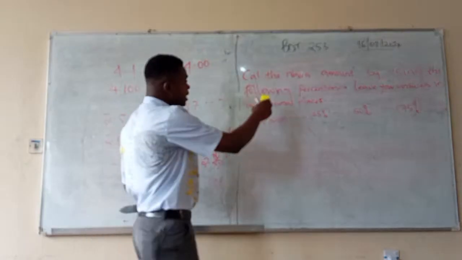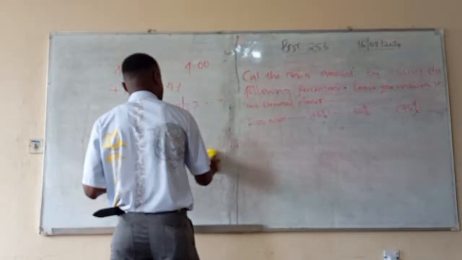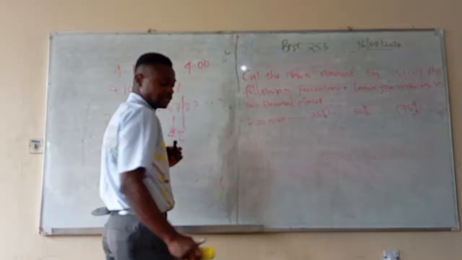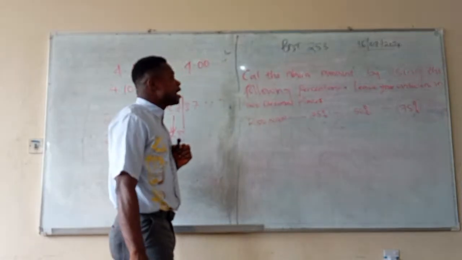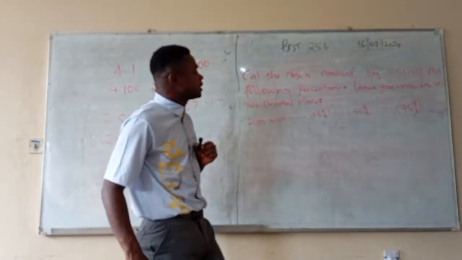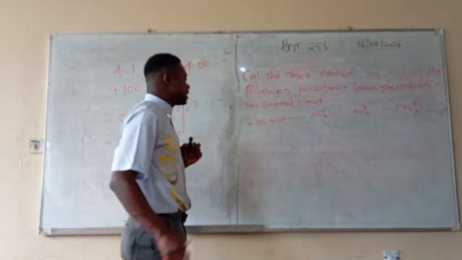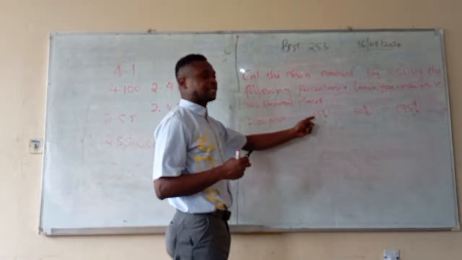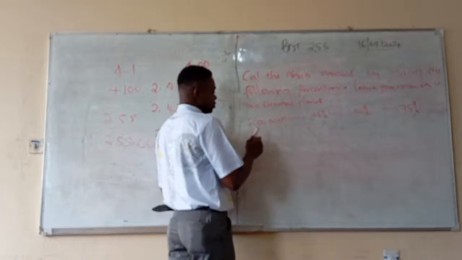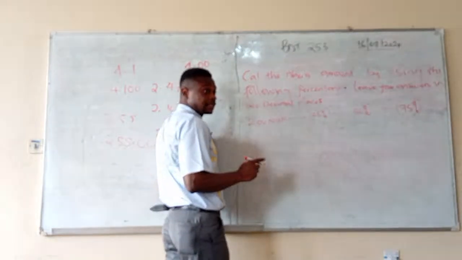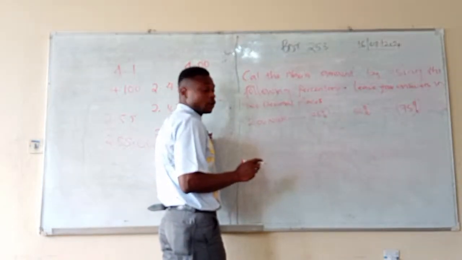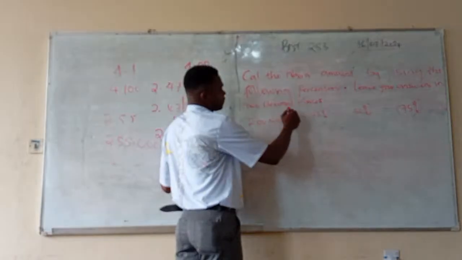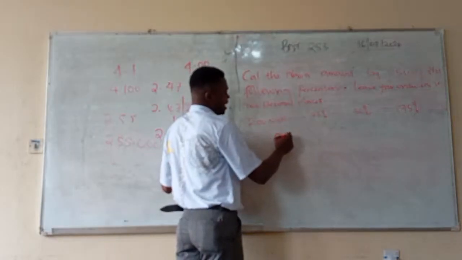Right, now look at it. Let's now solve this question. The question says, calculate the naira amount by using the following percentages. Leave your answers in two decimal places. So this is 200 Nigerian naira, right? So 24% of 200 is what? 50. You solved it, right? Yes. Are you sure? Yes. So what should be here? 50.00.